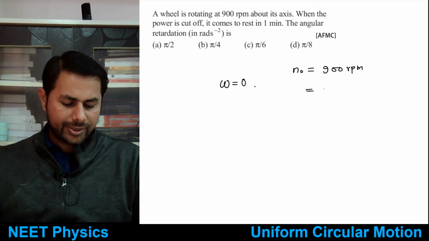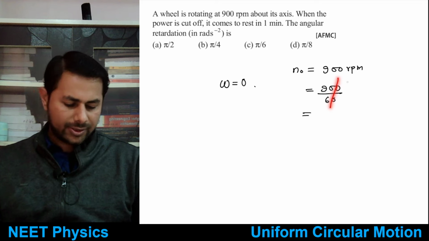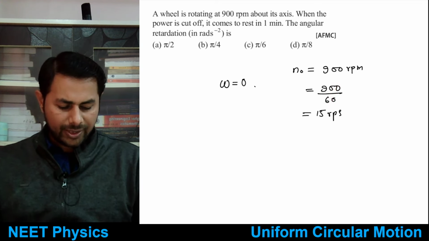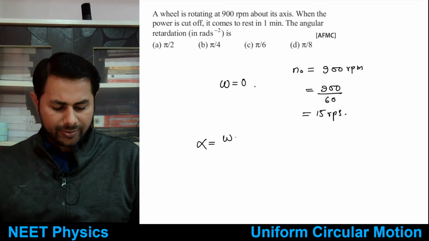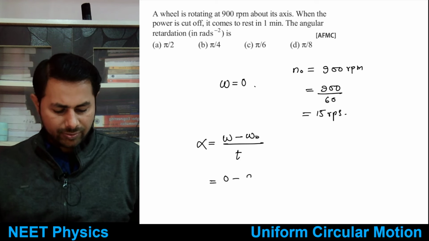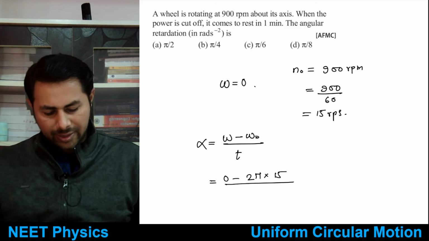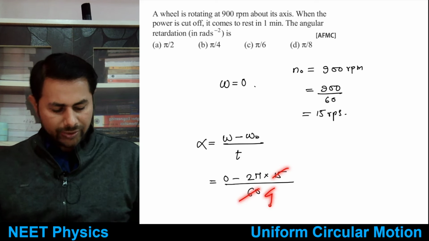So it is 900 divided by 60, right? So that is 15 rps. Okay, so what is alpha? Alpha is omega minus omega naught divided by t. Just put the values. So omega is 0 minus 2 pi multiplied by n, which is 15, divided by 1 minute, which is 60 seconds. So actually we have solved it.